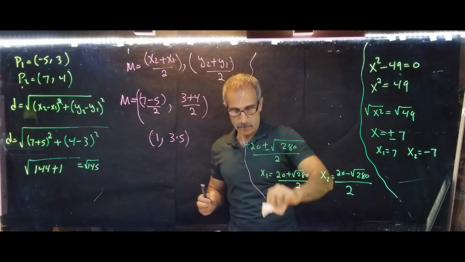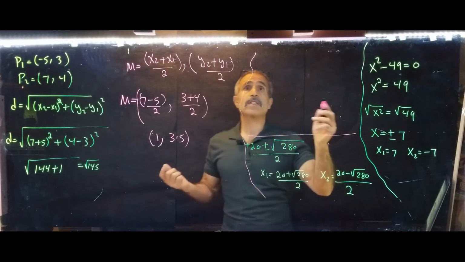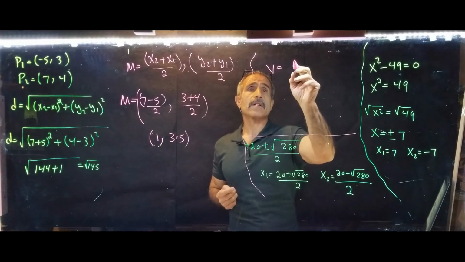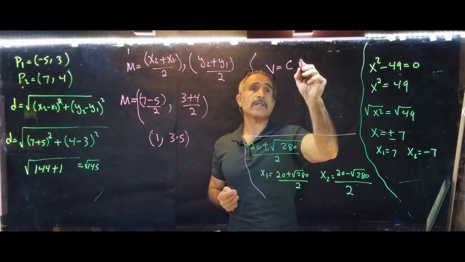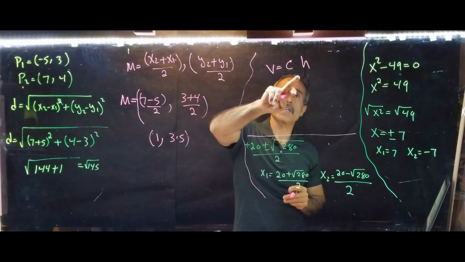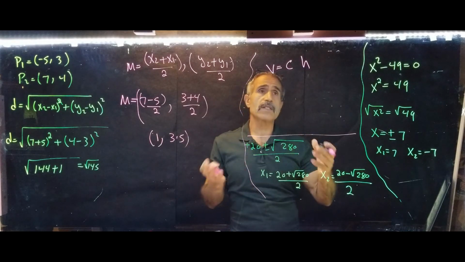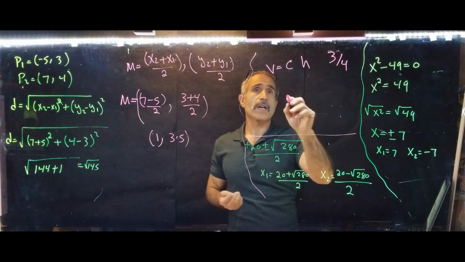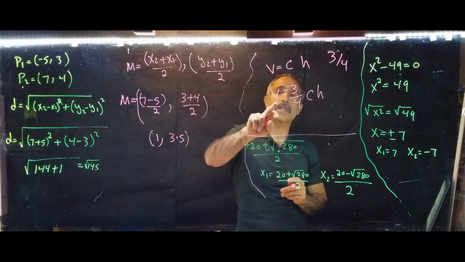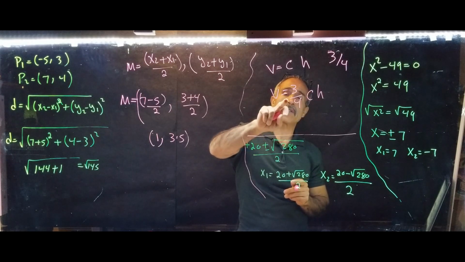One more last problem. It's about variation. When we have two variables that vary with each other. So let's say we have V, and they're giving us C, and they're giving us H, and they say, okay, V varies directly with the combination of C and H. That means V is directly C times H. And if they say the constant is like 3/4, for example, then you're going to say, okay, V is equal to 3/4 times CH. So V basically varies directly, jointly, with C and H by a constant of 3/4.